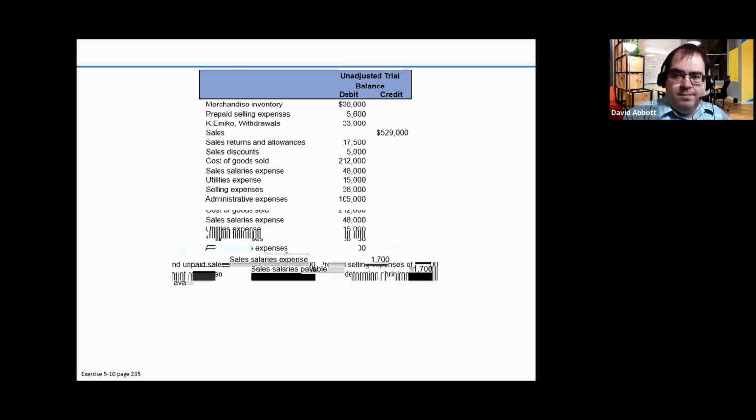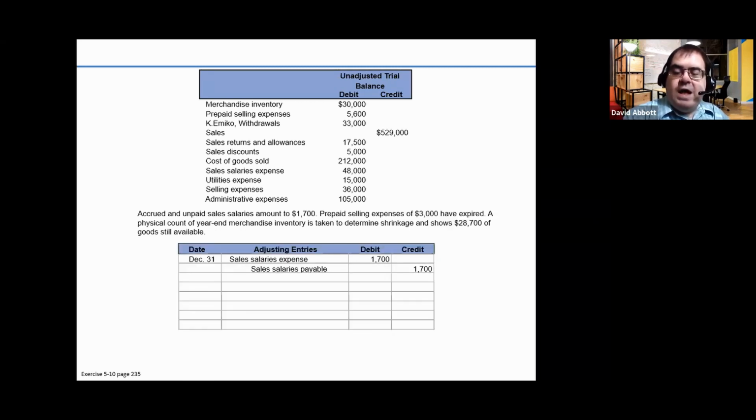And so again, you're going to debit the expense because you have to add to the expense because we're closing out our books now. So we have to add that into our expenses for our income statement. But then we're going to credit the sales salaries payable because that creates a liability for us because we have to pay that, and we'll pay that at a later time.